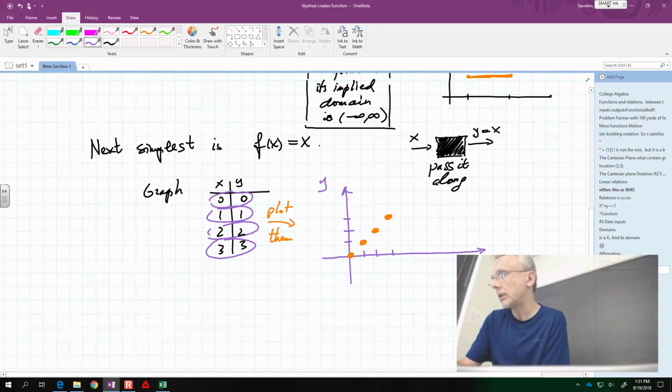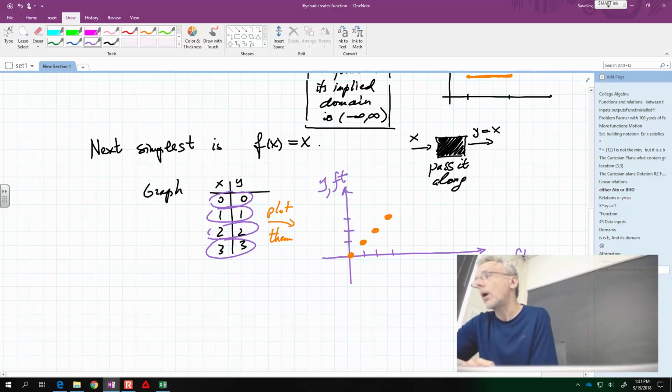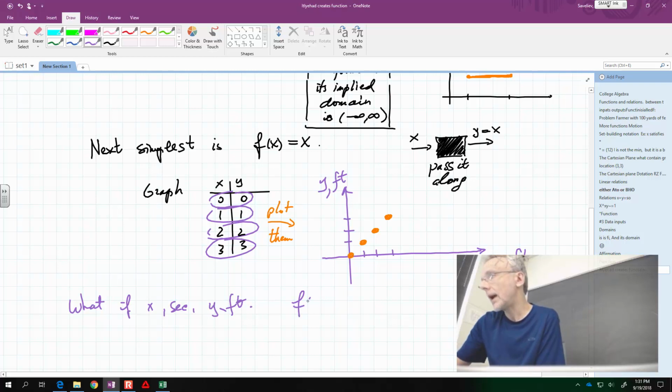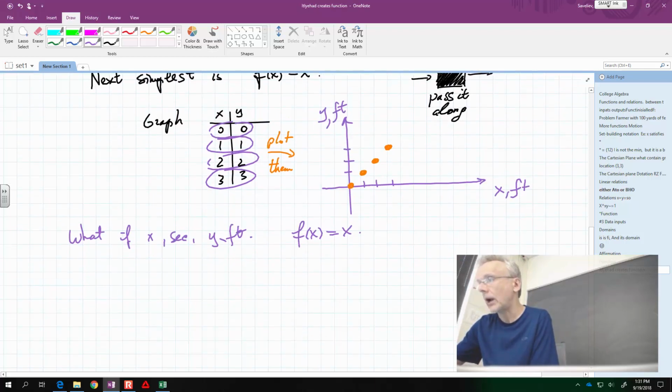Let's take a minute to think about that. Once again, it all works out fine if I measure x and y in feet and then just plot them. That's fine. It's pretty much the same set. But what if x is, say, seconds and y is feet? Can I have f of x is equal to x? The answer is kind of no, but in a sense, I could make sense of it.